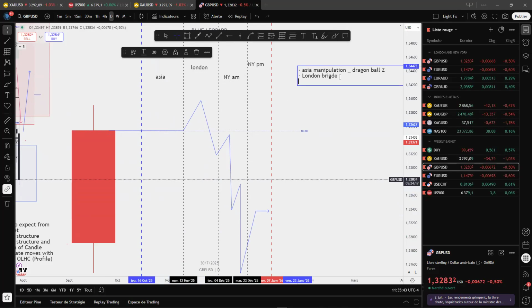New York AM, let's call it. Give me something I can give to New York. What do you have, guys? Type something here. Let's give the New York manipulation a name. Whatever happened before 11 AM, it's considered a New York AM manipulation. What cool name can you give me, guys? Type something. Something cool.